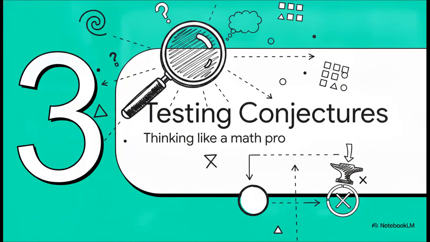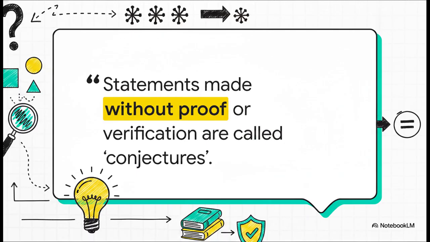Which brings us to section 3, conjectures and counterexamples. This is all about thinking like a math pro. Now that we've got the calculations down, how do mathematicians actually explore the unknown? Let's read this definition straight from the text. Statements or claims made without proof or verification are called conjectures.